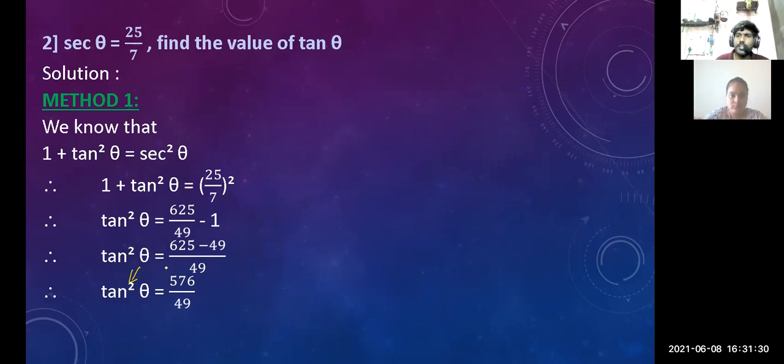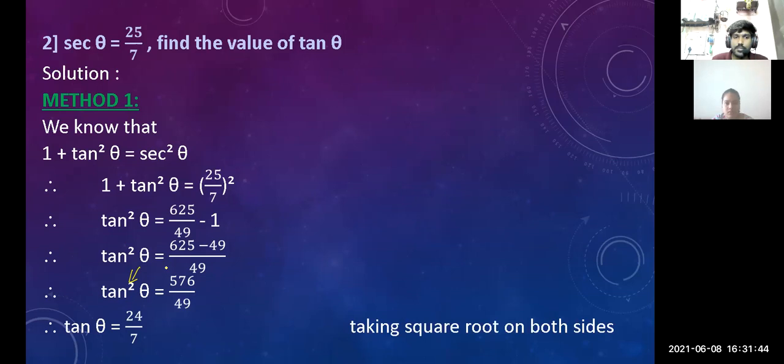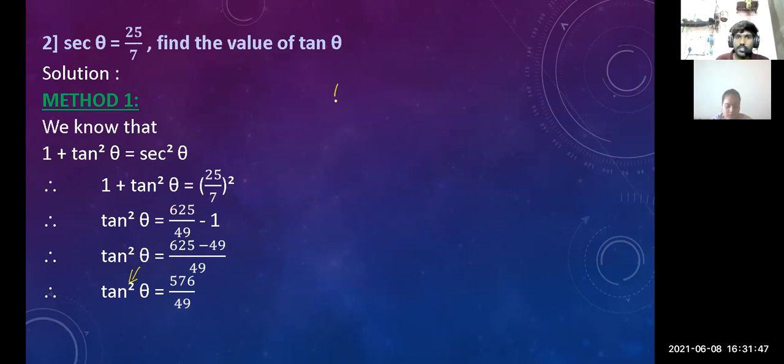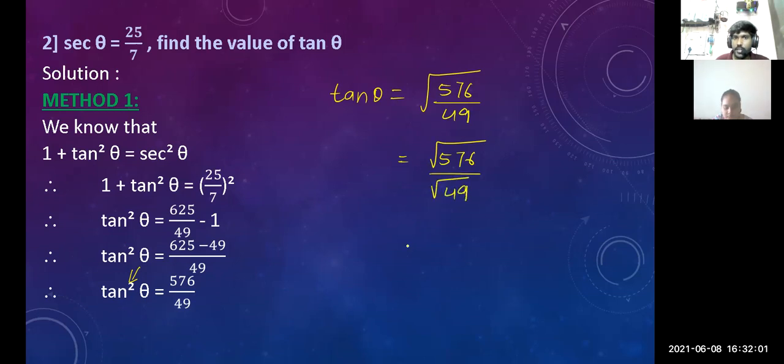In the previous term also we did it. We took something on both sides. What is that? You take the square root on both sides. Yes, square root. So when you take square root on both the sides, you will have tan theta is equal to square root of 576 upon 49. You can separate this as square root of 576 upon square root of 49. You know the square root of 49. What is the square root of 49?